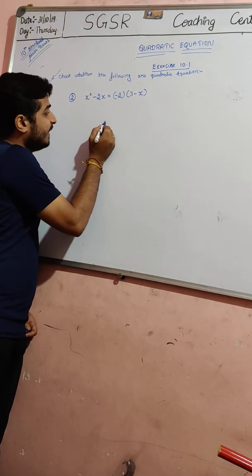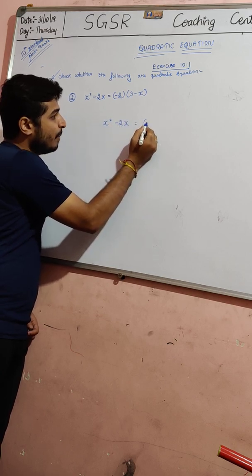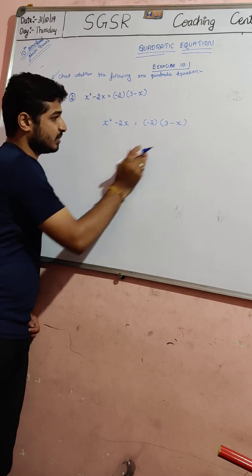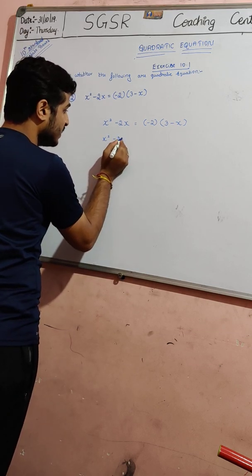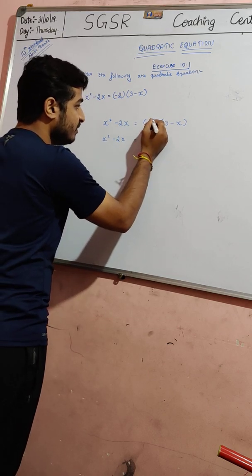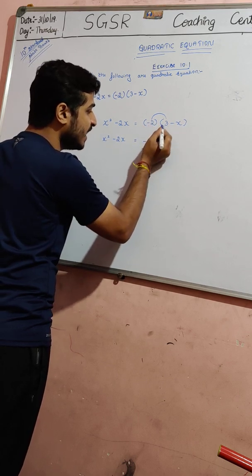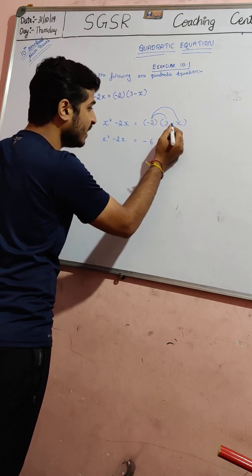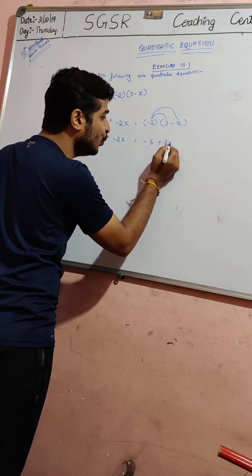Next problem. It is x square minus 2x is equal to minus 2 into (3 minus x). Students, now x square minus 2x remains as it is. Now we will multiply with these terms. So minus 2 into 3, minus 6. In the same way, minus 2 into x, minus into minus becomes plus, so it becomes 2x.